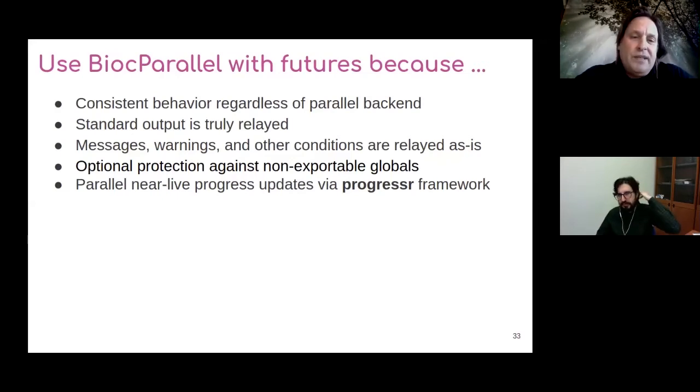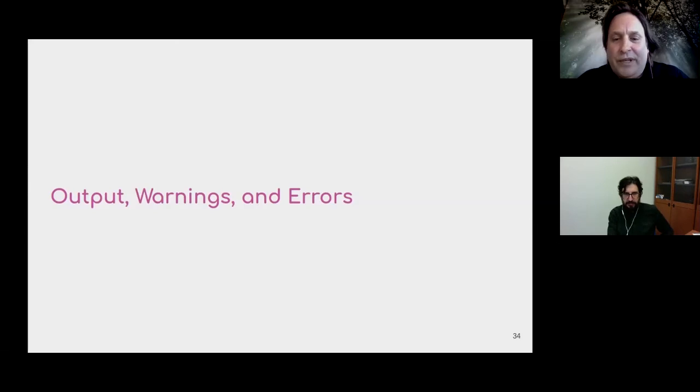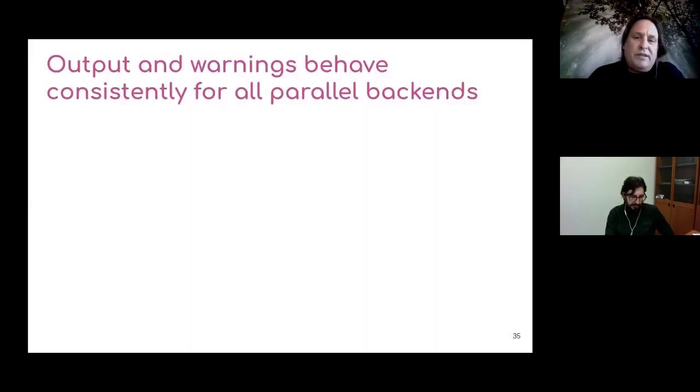parallel backends. Standard output is truly relayed. I will show that soon. Messaging, warnings, and conditions are also relayed as is. Won't have time to go into it, but the progressr framework provides a uniform way to do progress updates in a near live parallel fashion. Even if your workers run on a computer across the world, you will get that progress information relayed back to your main computer. Okay, what about output, warnings, and errors? They behave consistently for all parallel backends in the future framework.